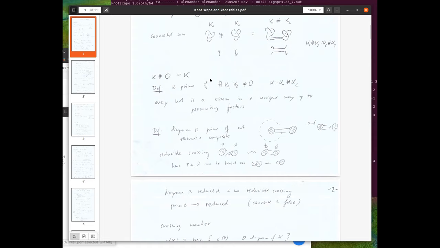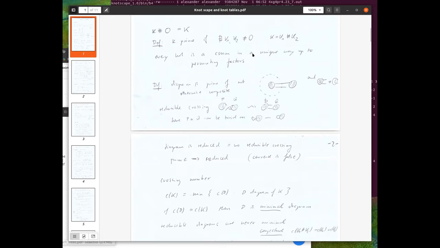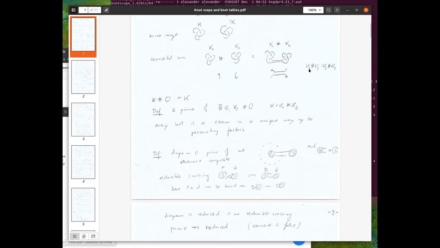And I didn't say this maybe clearly last time, but I say this now. You can say the knot is prime whenever, in any connected sum representation of it, at least one of the knots is trivial. So this means there exist no two non-trivial knots where K is the connected sum of them. Every knot is a connected sum of prime knots in a unique way up to permuting factors. So you see, this operation is commutative. K1 connected sum K2 is K2 connected sum K1.